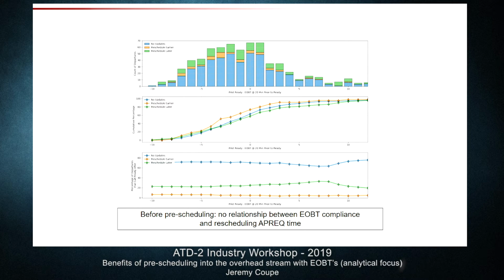And what you can see here in this histogram is our data before pre-scheduling. This histogram is telling us that there is no relationship between the EOBT compliance and the rescheduling prior to pre-scheduling. And that kind of makes sense, because if you think of the process, it doesn't matter if you're late or early or whatever with EOBT.